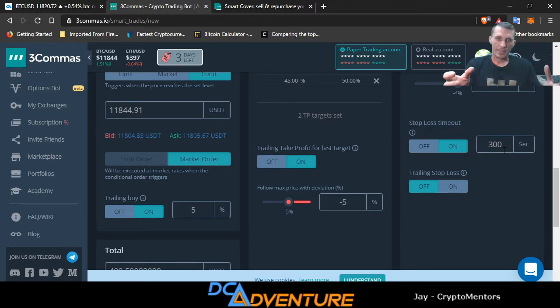What's going to happen is, let's say price comes down to the $9,800. It's not going to immediately take you out. It's going to wait 300 seconds before actually triggering a price, because sometimes it may come down to your take or your stop loss and then bounce back up. So that's what this is. Your stop loss timeout is to ensure that it's going to get you out when it needs to get you out.